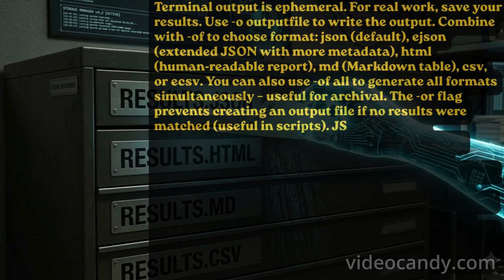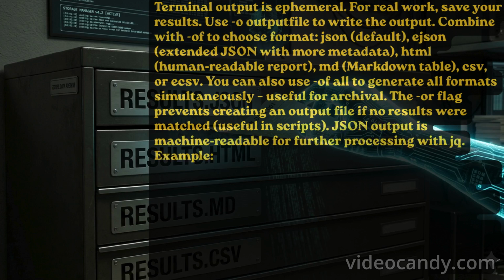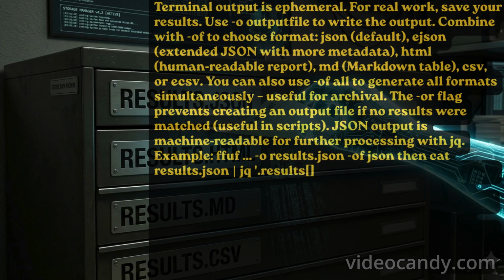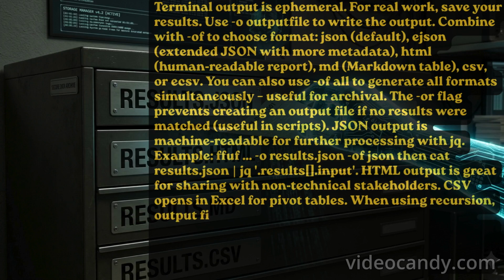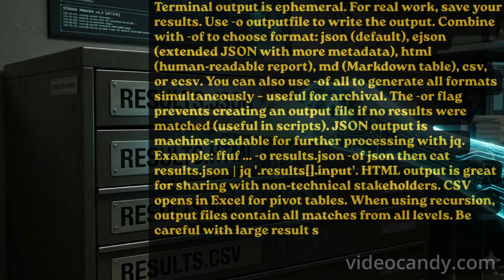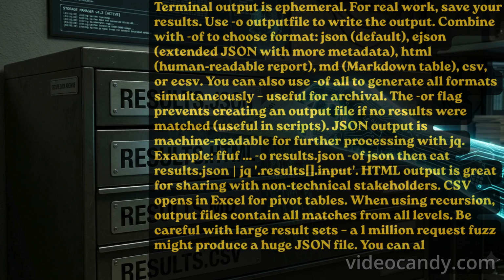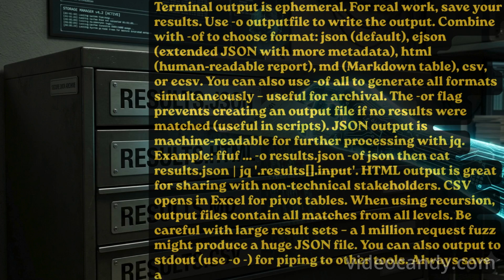Useful in scripts, JSON output is machine readable for further processing with jq. Example: ffuf -o results.json -of json, then cat results.json | jq .results. HTML output is great for sharing with non-technical stakeholders. CSV opens in Excel for pivot tables. When using recursion, output files contain all matches from all levels. Be careful with large result sets. A 1 million request fuzz might produce a huge JSON file.